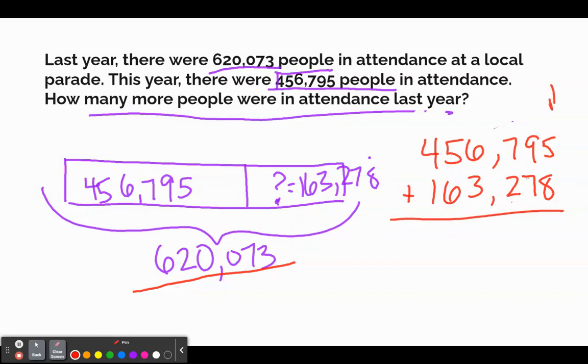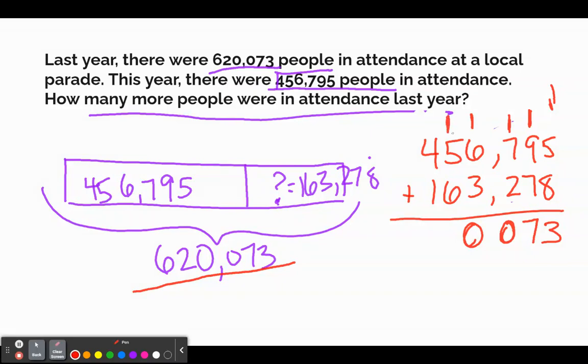So 5 plus 8 is 13. I'm going to carry my 1 over there. Now I have 1 ten plus 9 tens plus 7 tens, which is 17 tens. I'm going to take one of those hundreds, carry that over to my hundreds. So 1 plus 7 plus 2, which is going to be 8 plus 2, which is 10. I'm going to carry those 10 hundreds over to my thousands. So I have 1,000 plus 6,000 plus 3,000, which is going to give me 10,000 again.